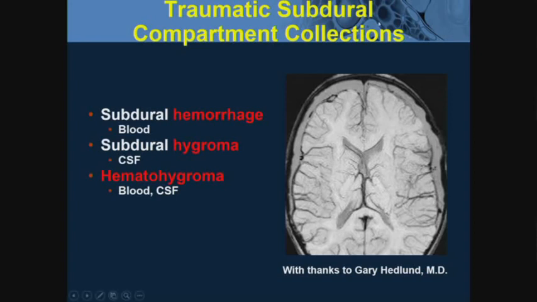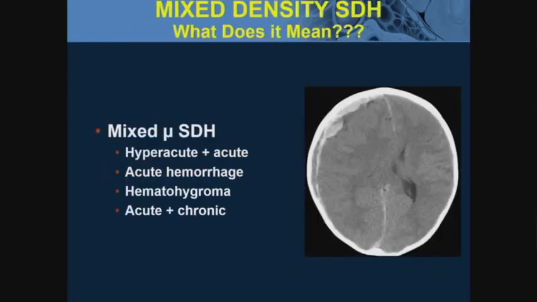So here's a susceptibility weighted scan in this infant with a hematohygroma, and note that in many of the cases where the blood is in the subdural compartment, you have little or no susceptibility effect. It will look like it's mostly CSF and maybe a small amount of blood. This is a hematohygroma. What is the importance of a hematohygroma? What about mixed density subdural hematomas? What does it mean? Well, it can be a mix of hyperacute and acute blood.